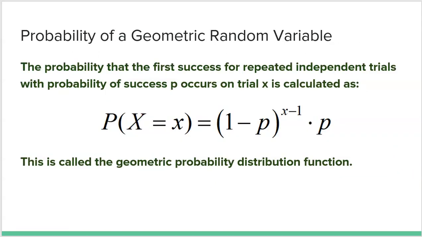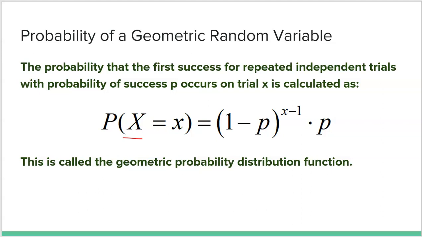So here is the official definition for the probability. The probability that the first success for repeated independent trials with probability of success P occurs on trial X is calculated to be this. Remember, capital X is our random variable, asking when I can get my first success, and little lowercase x is an actual example, like, hey, I want it to happen on the third trial. Well, that would be two failures, (1 minus P) to the second, since three minus one is two, followed by that success, okay? This is called the geometric probability distribution function, because this is a function where you can plug the number you're looking for in. I could plug in 5: I want my first success on the fifth trial. And as long as I know the probability of success P, I can plug that in and get my answer.